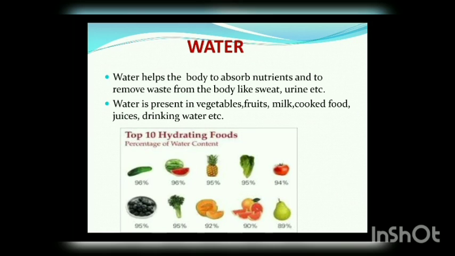Along with these minerals and vitamins, water is another major component of our food. Do you know, children, our body is mainly made up of water. Most of the part of our cells is water. Water helps the body to absorb nutrient and to remove waste from the body like sweat, urine, etc. Water is present in the vegetables, fruits, milk, cooked food, juices. So these are the different ways by which we intake water for our body along with drinking water.